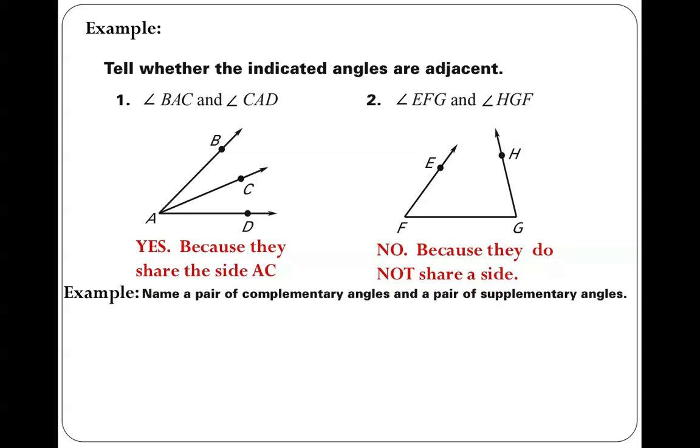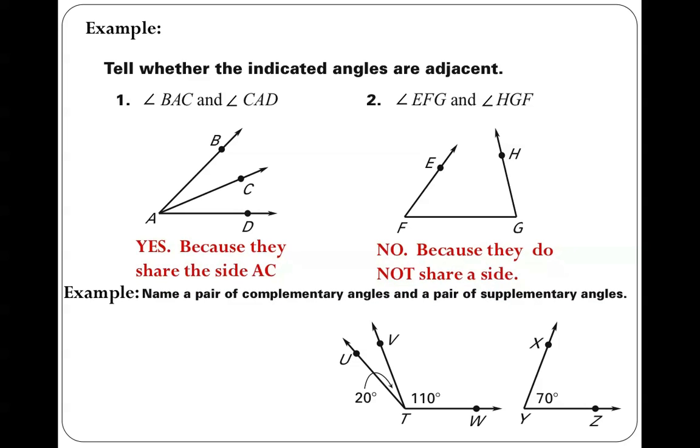And here, name a pair of complementary angles and a pair of supplementary angles. So if you take a look, we're looking here at complementary angles. We're looking for two angles that add up to be 90. And then we're looking for two angles that add up to be 180. Our complementary ones are UTV, 90, and then XYZ, 20 and 70. So that's going to be your 90. And then our supplementary ones are going to be VTW and XYZ. 110 and 70 are 180, and that's our supplementary.